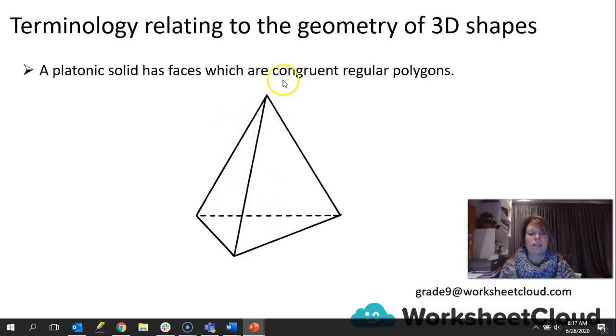As you can see, because it is a pyramid, they all meet at a common vertex in this case. And they are all the same triangles, even the base. So it means that a platonic solid is made up of congruent regular polygons. There you can see the vertices, and there you can see the triangular faces.